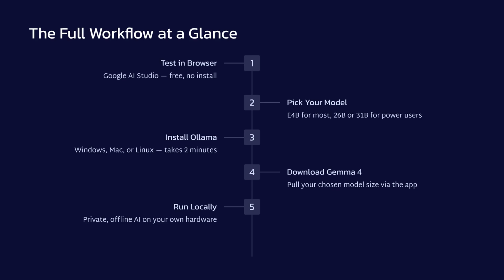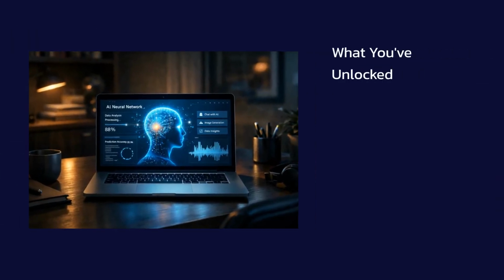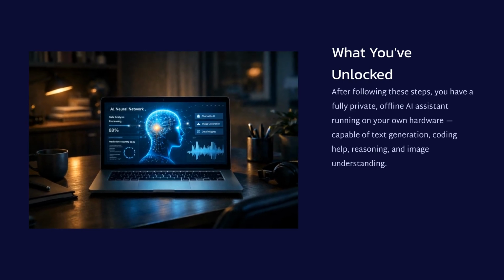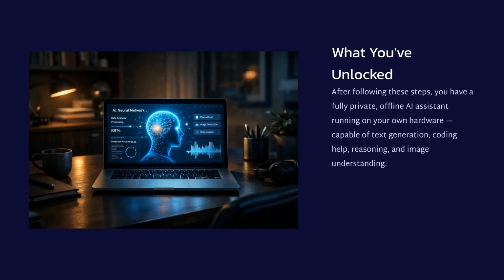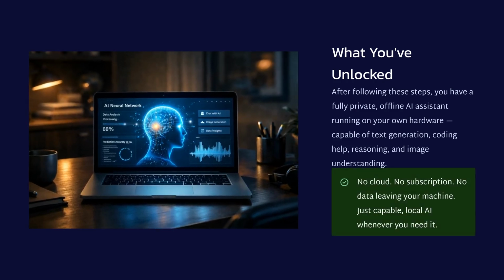Test in the browser with Google AI Studio, pick your model size, install Ollama, download Gemma 4, and finally, run the private, offline AI on your own hardware. After completing these steps, you've unlocked a fully private, offline AI assistant running on your own hardware. It is capable of text generation, coding help, reasoning, and image understanding, all with no cloud or subscription needed.